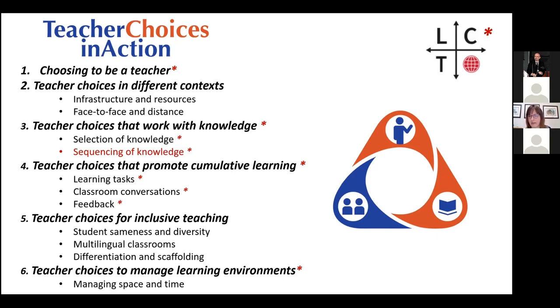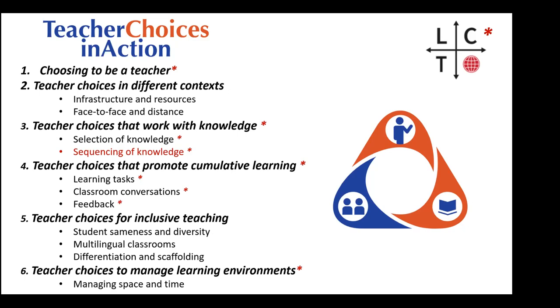You'll see the triangle there. And we limited our focus on how the teacher works with knowledge. You'll see the teacher is at the top, the knowledge is represented by the book, and how the teacher works with learners, and how then the teacher sets up conditions of possibility for the learners to work with that knowledge.